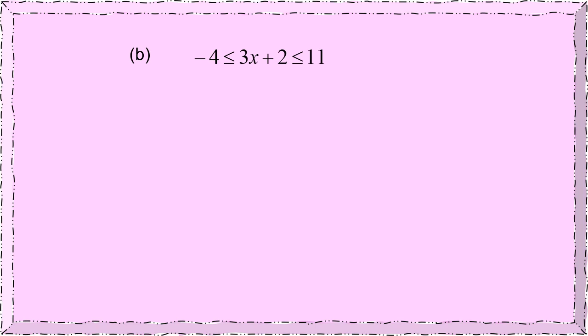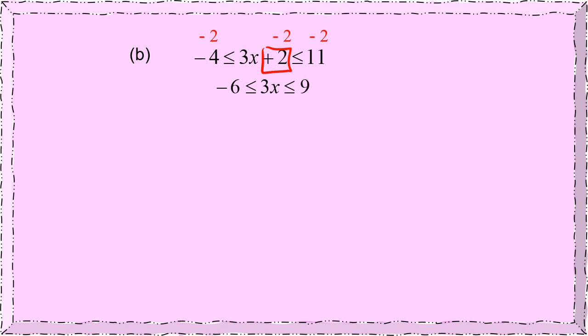For question B, we have negative 4 less than or equal to 3x plus 2, and then less than or equal to 11. Same steps as question A, we have to eliminate anything that is not x. First we need to eliminate the plus 2 here. How? We have to minus 2 on each side, in the middle, on the left side and on the right side. So we get negative 6 on the left side and 9 on the right side.